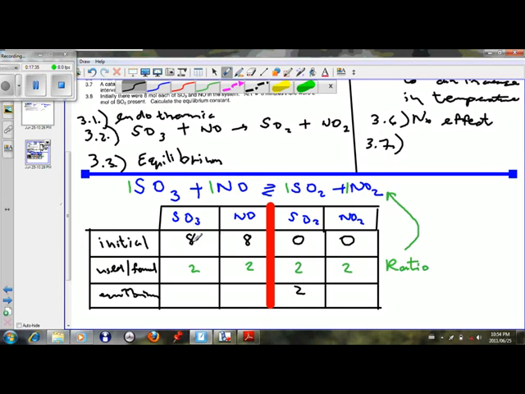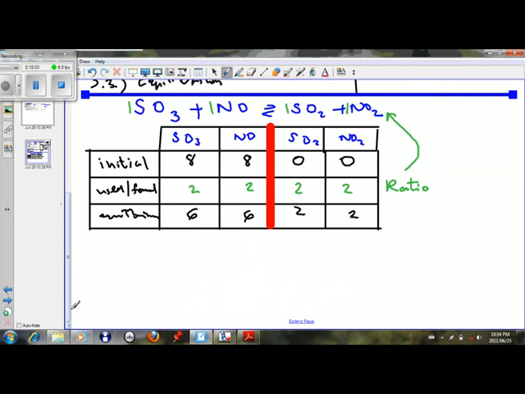Now going further, we can complete the table. If we had 8 SO3 initially and 2 were used, that implies that 6 moles of SO3 is left. And if 8 moles of NO were present and 2 reacted, we can say that 6 was left. And here we can say that if there was nothing and 2 were formed, 2 is left. And we can use this now to complete our Kc value.